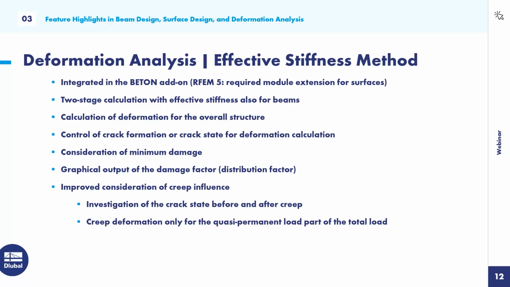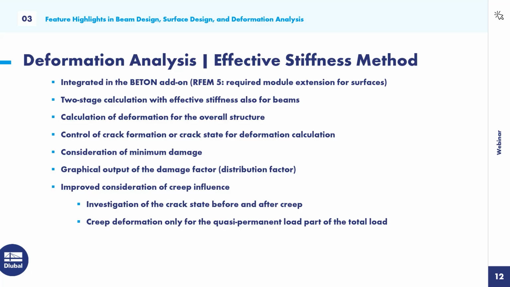This two-step calculation is now new for beams. In RFEM 5 we had a more simplified solution, which was more on the safety side, but now we have a more accurate solution where we use the stiffness in each element of the beam, and to get also good and better results. Also a big topic is that we calculate the deformation now over the whole structure. So the members, the reinforced members and the reinforced surfaces are acting together.